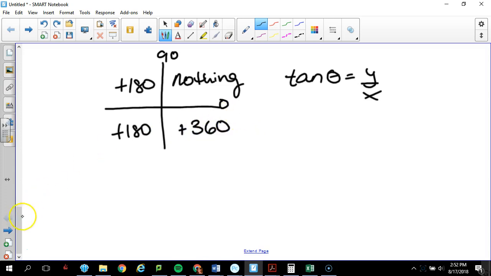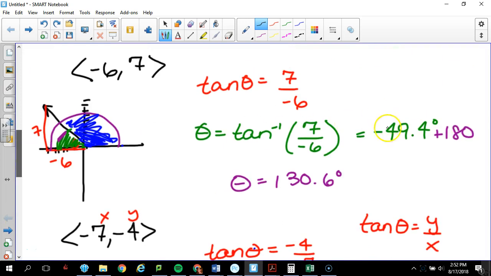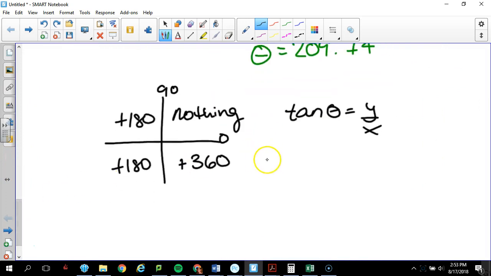The other option you have is, say, for example, in this one right here, if I got negative 49.4 and I don't want to add 180 to it, I just feel like that's weird, and I like to make things more challenging for myself, I can take 180 and take that number, 49.4, away from it. It's more effort in the calculator. I like to do things the easiest way. Adding 180 works.